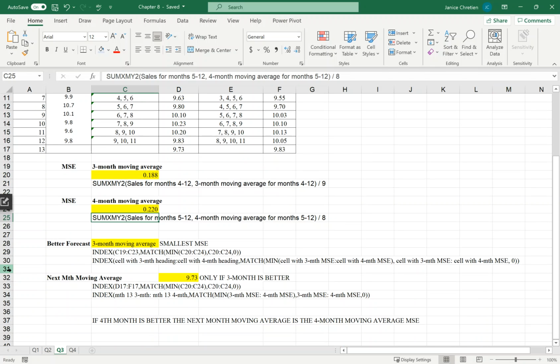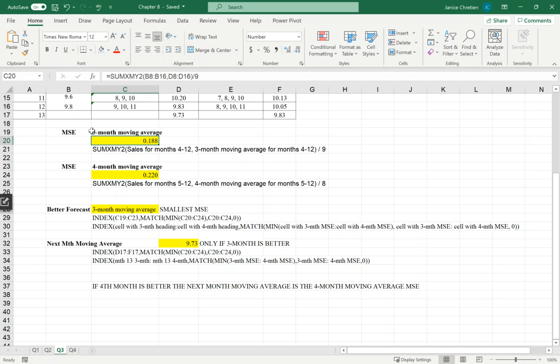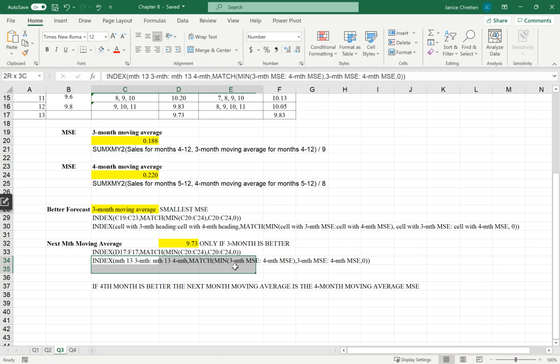It wants to know which one's the better forecast. Well, you can run the formula if you'd like. I've shown you how I put it down here. Or you can just know, so you can see what I did, the smallest MSE is going to have the better forecast. So for me, it's going to be the 3-month. So in my case, to find the MSE, I need to work this formula right here.